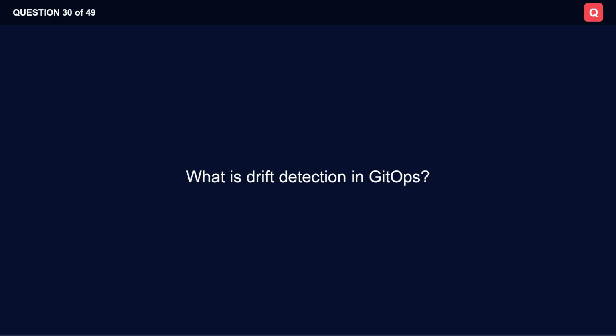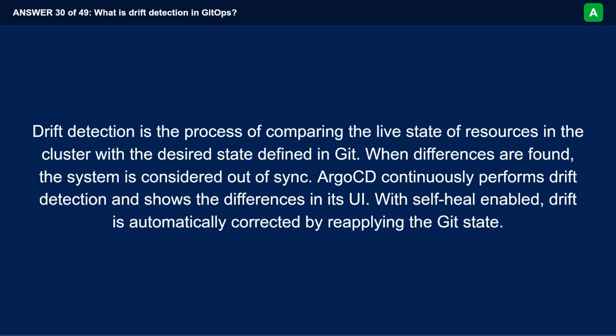What is drift detection in GitOps? Drift detection is the process of comparing the live state of resources in the cluster with the desired state defined in Git. When differences are found, the system is considered out of sync. ArgoCD continuously performs drift detection and shows the differences in its UI. With self-heal enabled, drift is automatically corrected by reapplying the Git state.